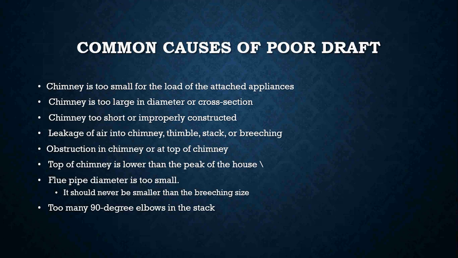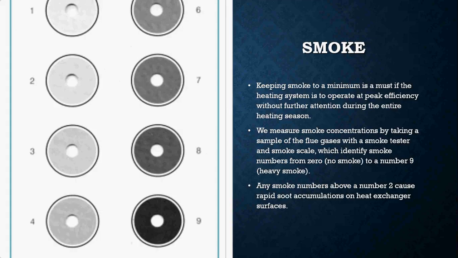Okay, your flue pipe diameter is too small, which, by the way, should never be any smaller than the breech size on the furnace itself. Or you have too many elbows in there. You want to try to keep your flue pipes as straight as possible with as few turns as possible.